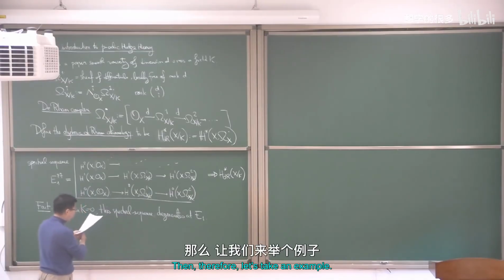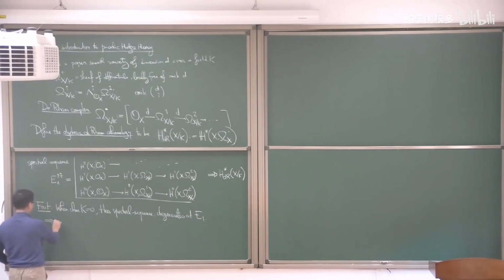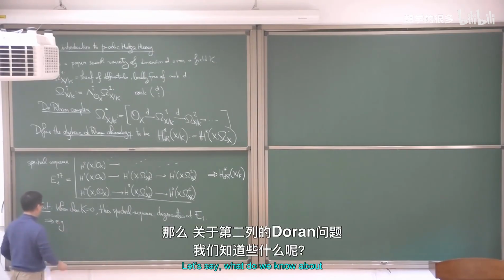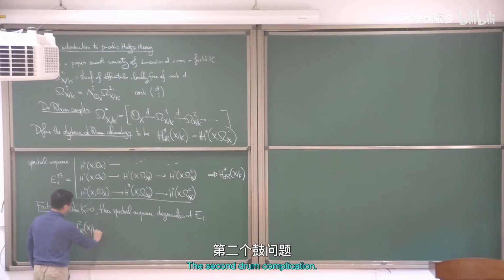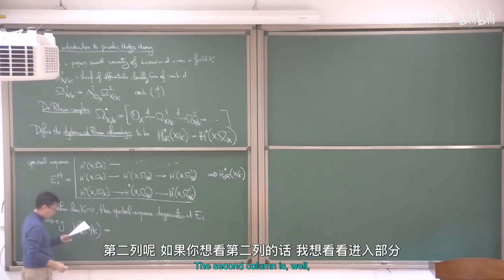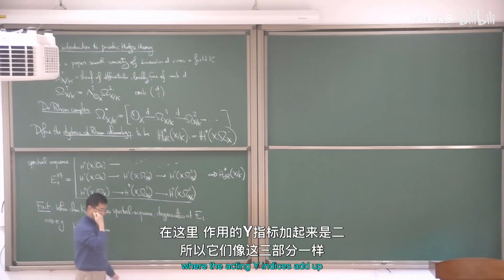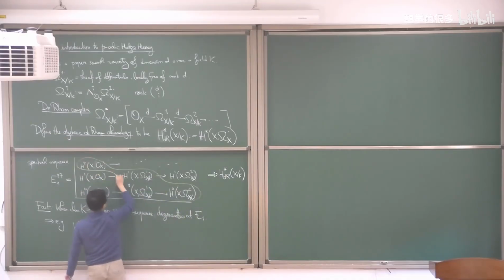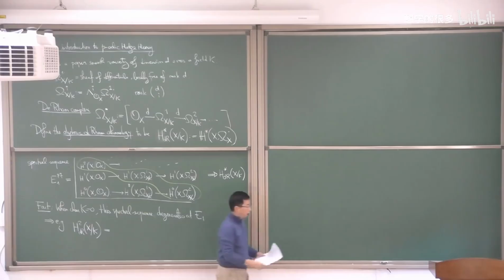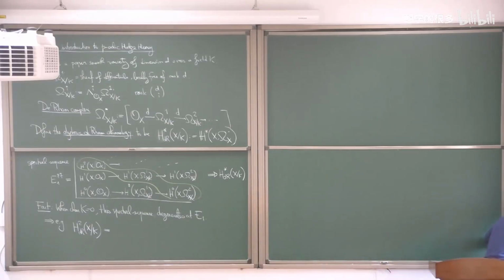Then, therefore, let's take an example. What do we know about the second de Rham cohomology? If I want to look at the second cohomology, I want to look at the entries where the x and y indices add up to 2. So there are these three pieces.